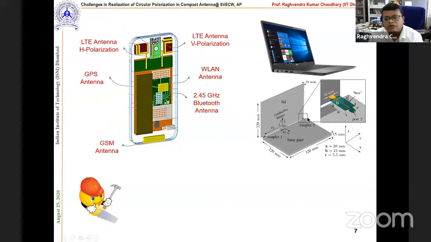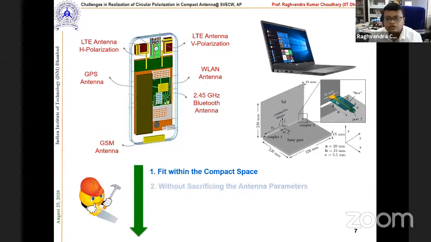So now what we need to do, what we have to do actually. The first thing is, this antenna is supposed to fit in a compact space. Now when you are making such an antenna which can be accommodated in a compact space, it creates several problems. We are going to sacrifice the antenna properties. So the second is that without sacrificing the antenna properties, we are supposed to maintain this compactness.